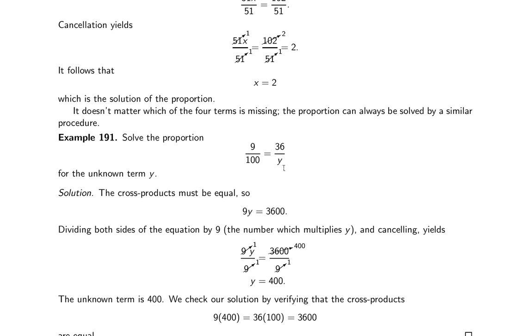Once you've got the answer, you can see that it does make sense. So if this is 400, you can see if you multiply the top by 4 and the bottom by 4, 4 times 9 is 36, 4 times 100 is 400. So these are certainly equivalent fractions.